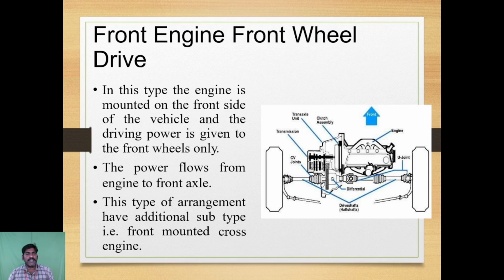Front engine, front wheel drive. In this type, the engine is mounted on the front side of the vehicle, and the driving power is given to the front wheels only. The power flows from engine to front axle.